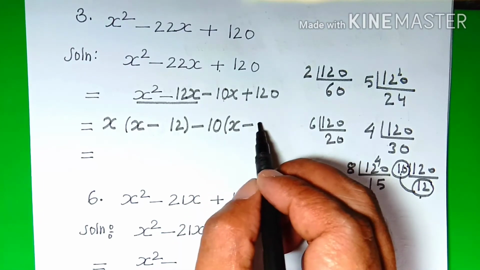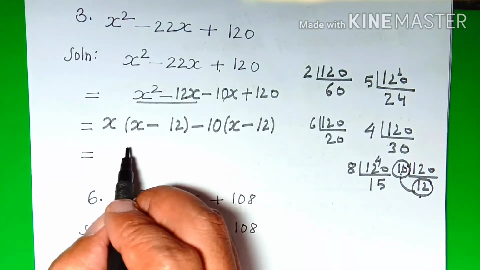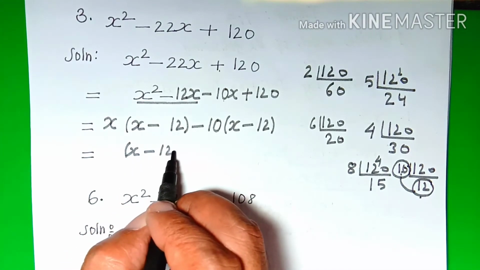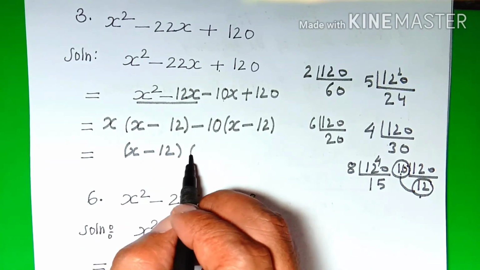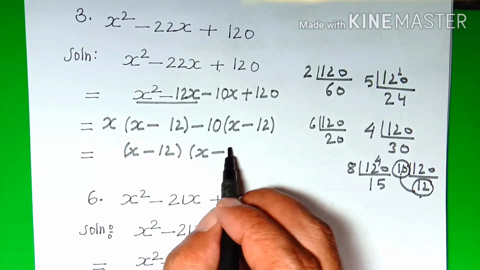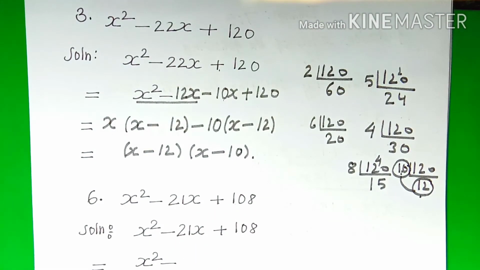10 into how many times? That is, yes, 10 into 12, we can close. So we can see here the factor x minus 12, which is a common factor. After that you'll have to collect back x along with the sign, minus 10. This will be the required factor for the given polynomial.